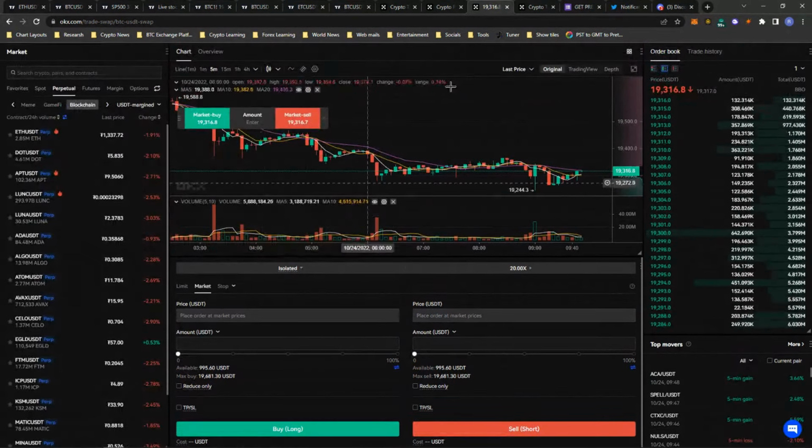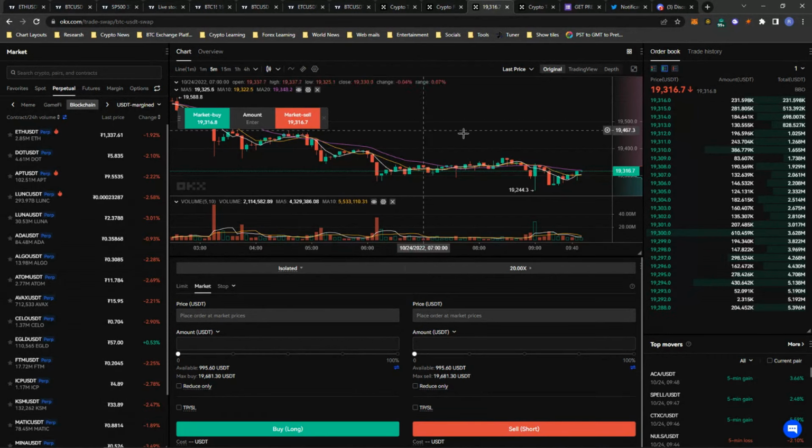Now let's head over to the chart section itself. As you can see, there's the market buy, the market sell, where you can long or short. Remember, we are on the perpetual area, so short means taking a position. It's not getting out of a position.